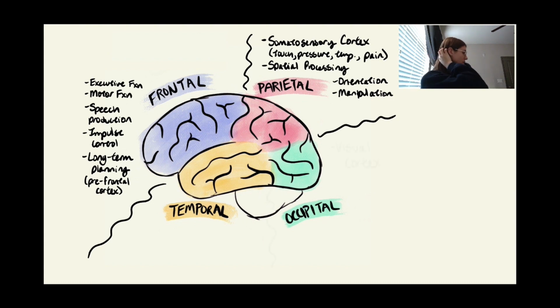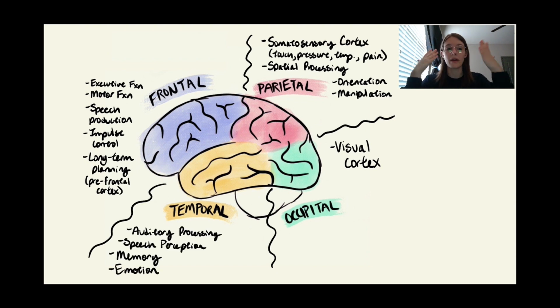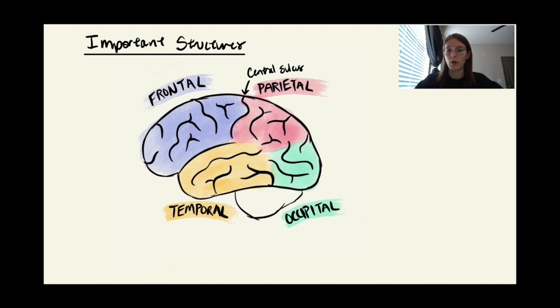We have the occipital lobe, which is back here in the base of your head, kind of. It's above the hindbrain, and it contains the visual cortex. And then the temporal lobe manages auditory processing, speech production, memory, and emotion. So there are several important structures, and obviously I won't be going over all of them today. These are just more of the general structures that you'll see in a more superficial understanding of anatomy.